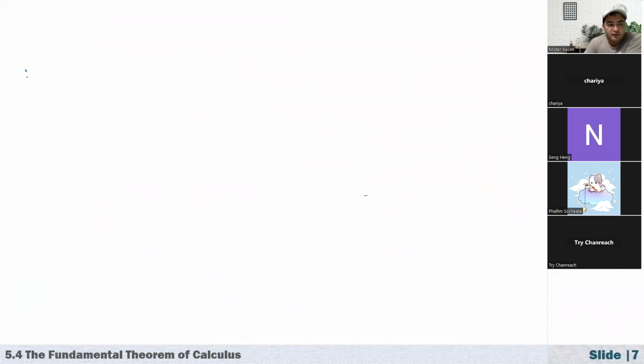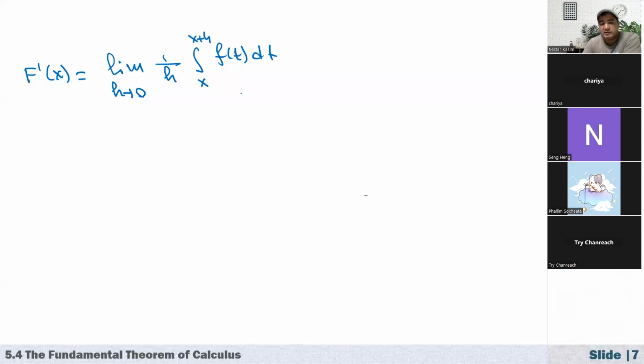What we have here on the left hand side is f prime of x. On the right hand side, I have this limit as h approaches 0 of 1 over h times the integral from x to x plus h of f of t dt.